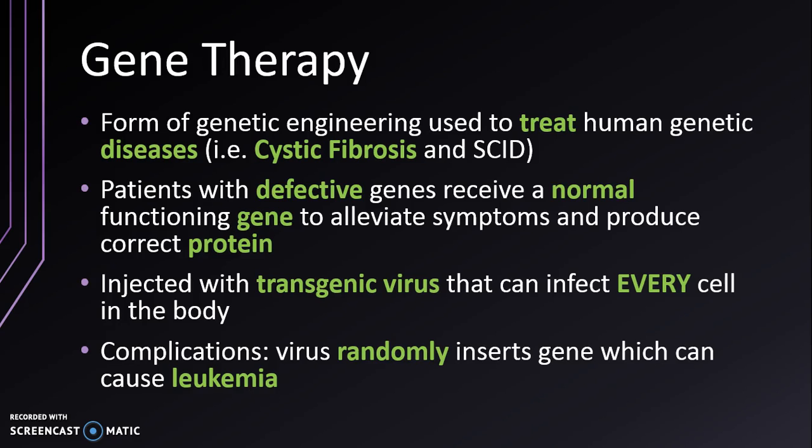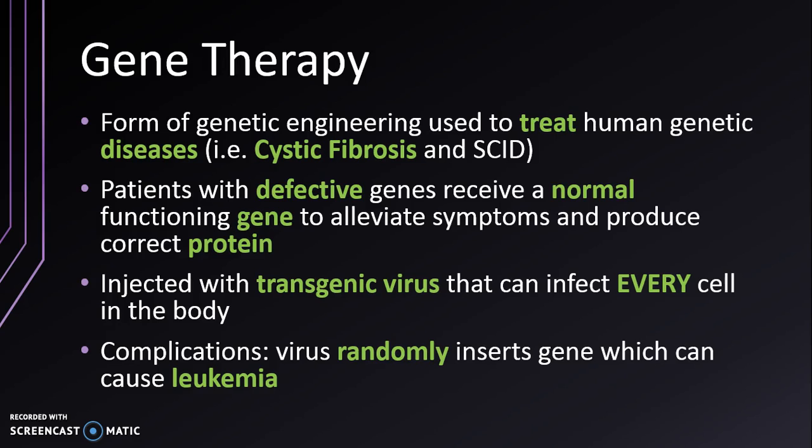So that virus is not going to make them sick. So if it was the flu virus, it's not going to make them sick with the flu, but it will inject them with the normal functioning gene by randomly inserting that gene into their genome in every single cell of their body. And by doing so, when that gene is activated in the lungs, it will help alleviate the symptoms of that mucus production in a person with cystic fibrosis.